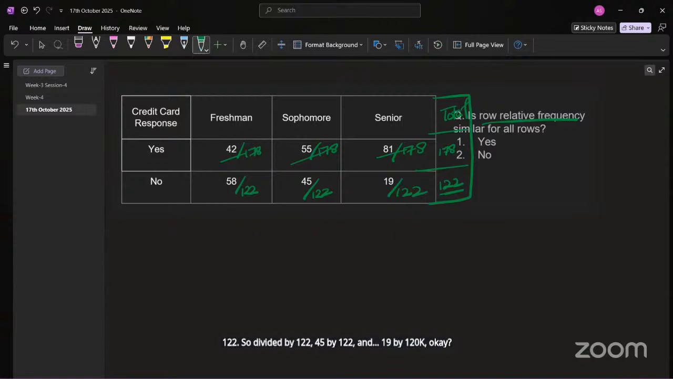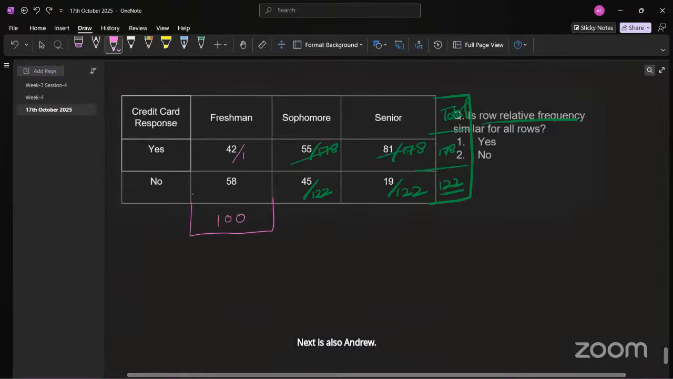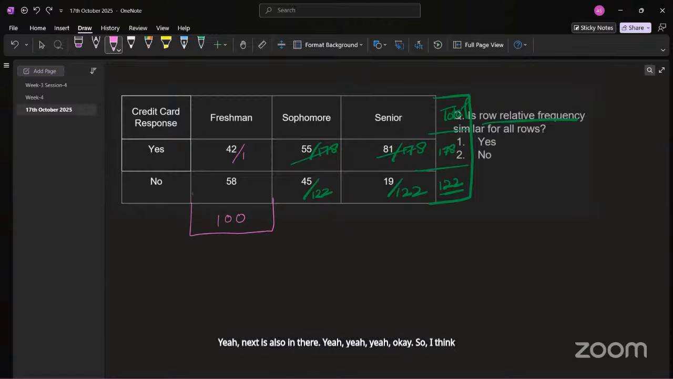Got it, sir. And if it was a column relative frequency, then we use column totals, right? Yes, you calculate the column totals. For example, for this you calculate the column total of 42 and 58, that is 100. You divide 42 by 100 and 58 by 100. The next column total is also 100, and the third as well. So for column relative frequency, everything is divided by 100.